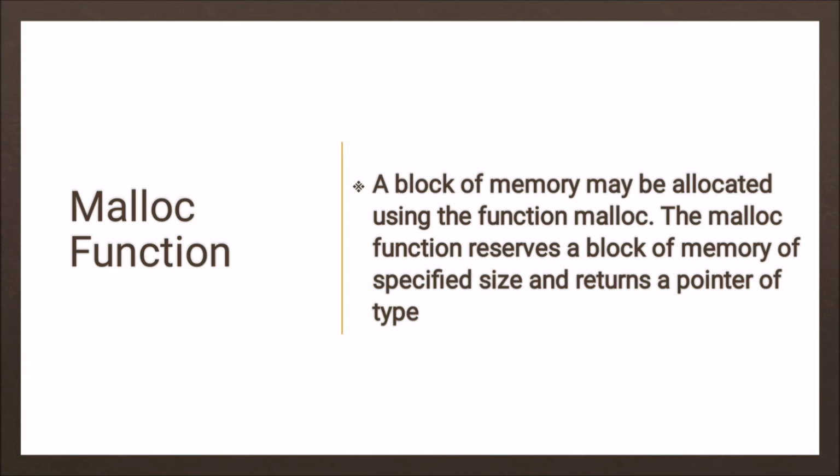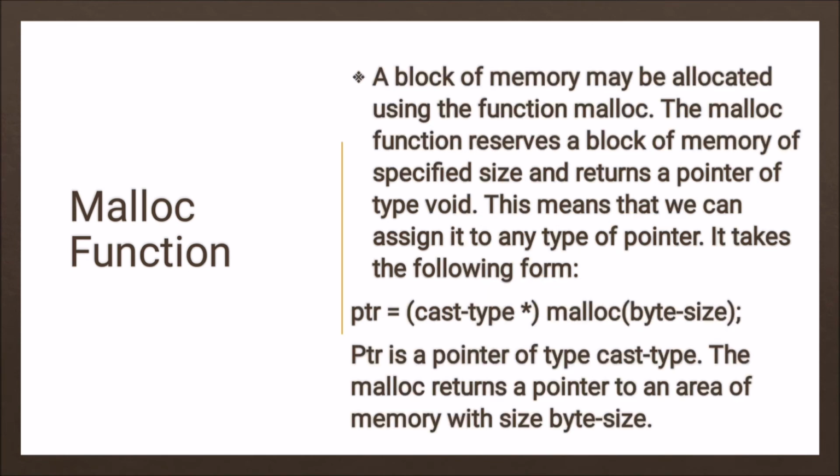The malloc function reserves a block of memory of specified size and returns a pointer of type void. This means that we can assign it to any type of pointer. It takes the following form: ptr = (cast type *) malloc(byte size). Here the pointer ptr is a pointer of type cast type. The malloc returns a pointer to an area of memory with size byte size.